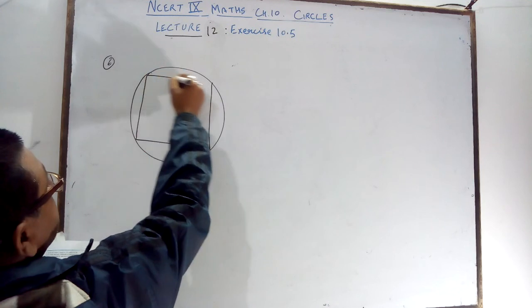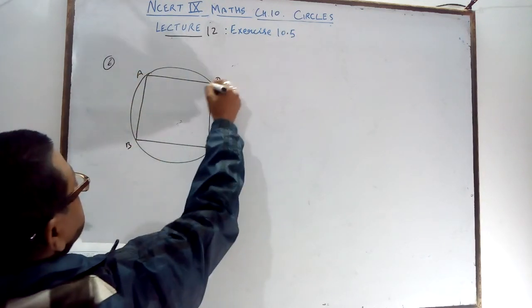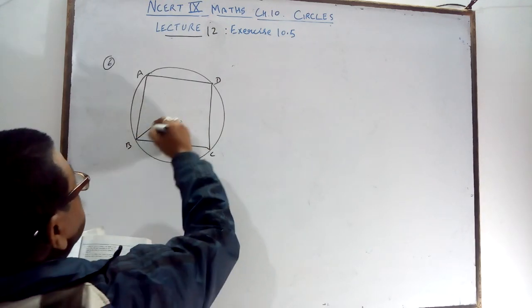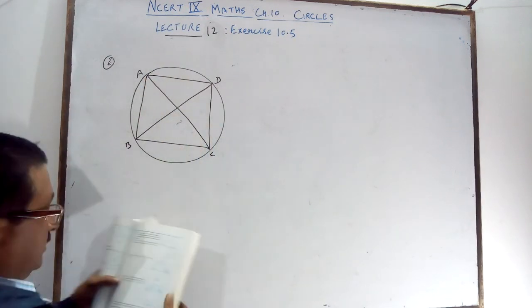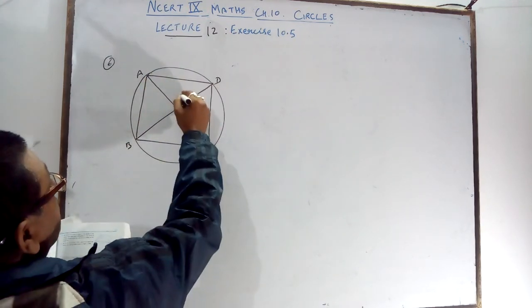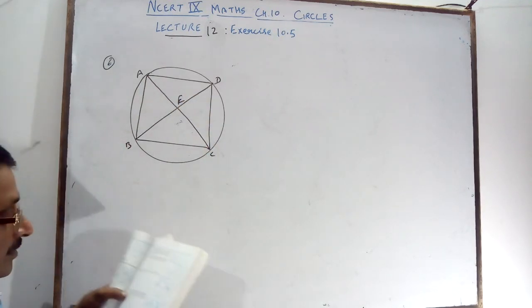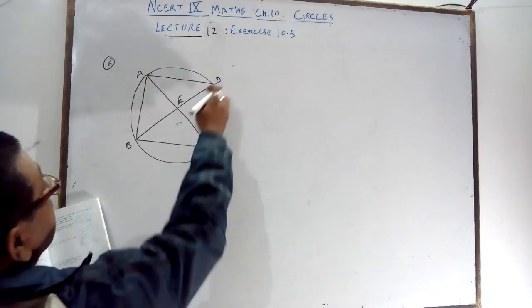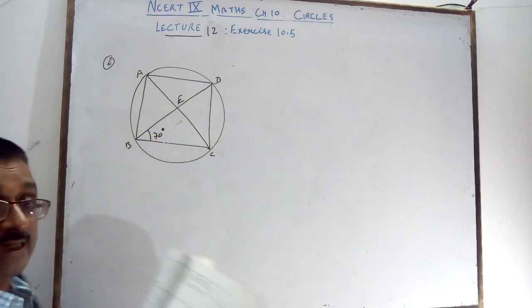It is given ABCD is a cyclic quadrilateral. You draw this. ABCD is a cyclic quadrilateral whose diagonals are intersecting at E. Then angle DBC is 70 degrees. This angle is given 70. According to the figure, you write all the things.